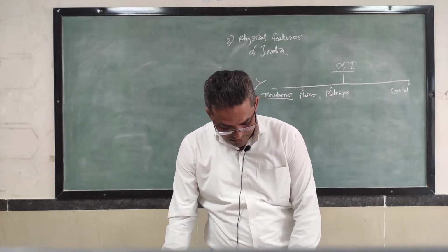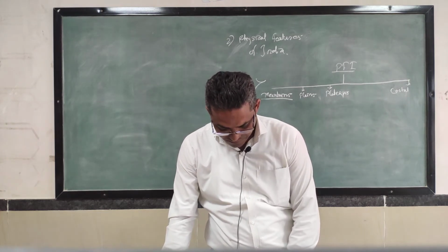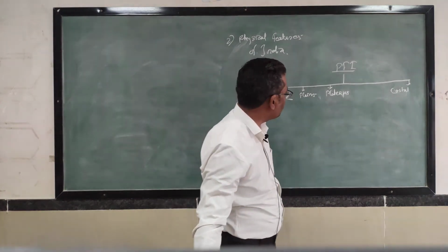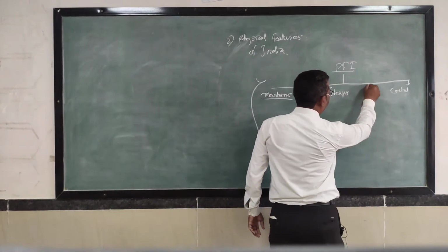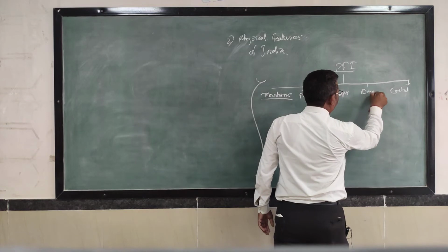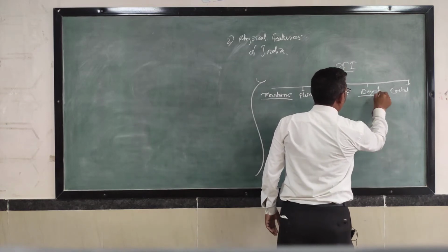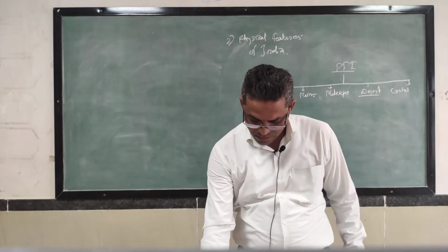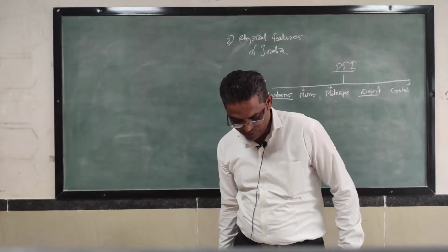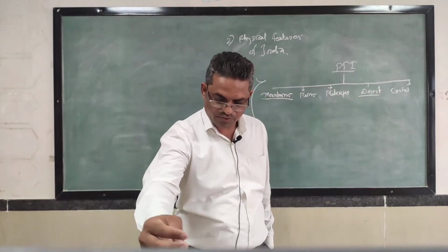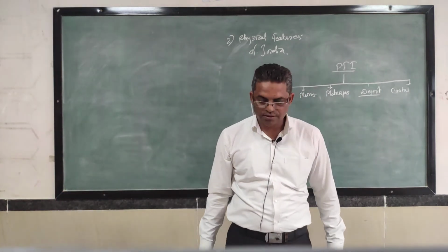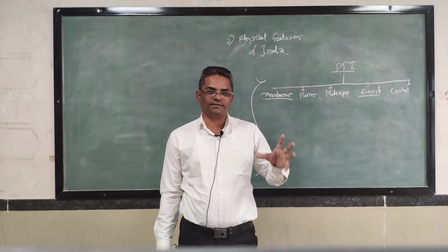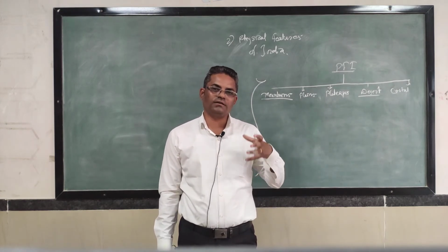Now then comes the last part, which is desert. Indian desert. There is only one Indian desert that you know very well, that is Rajasthan. And the smaller physical features like islands, those are under Indian rule.